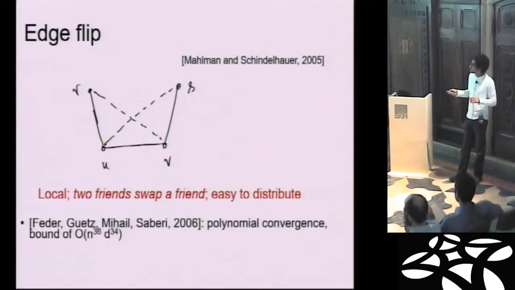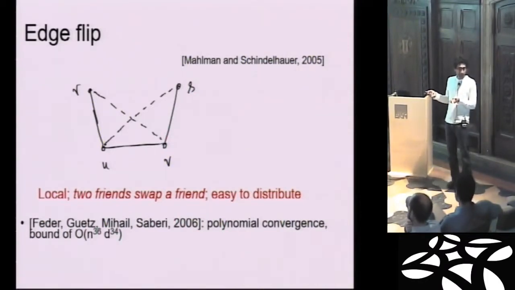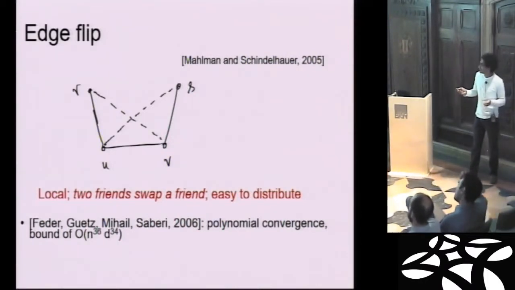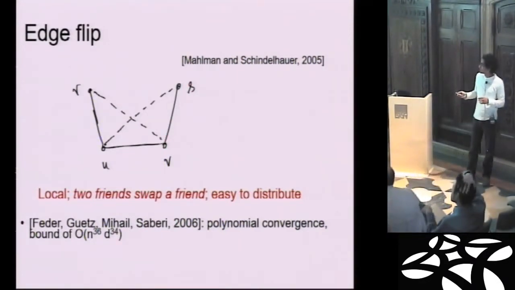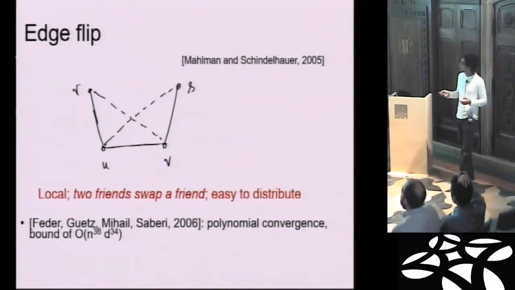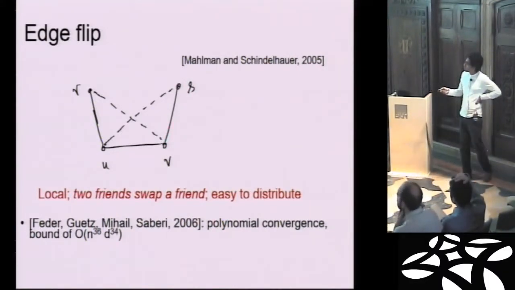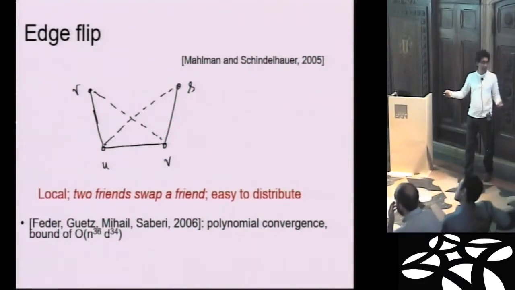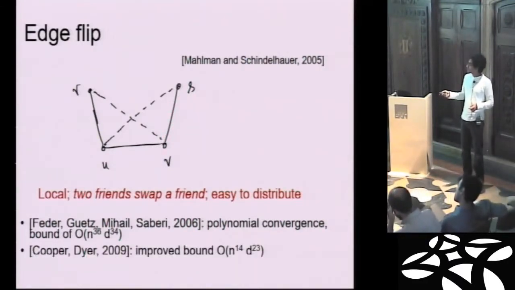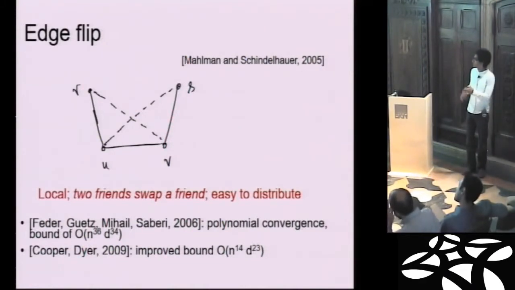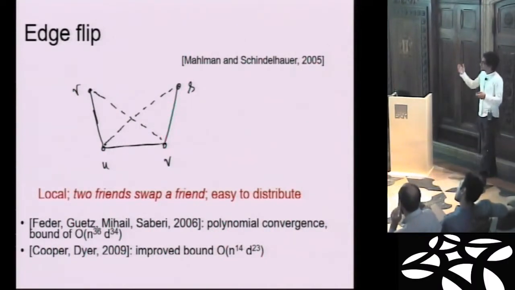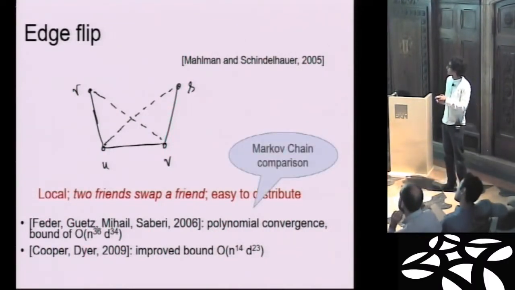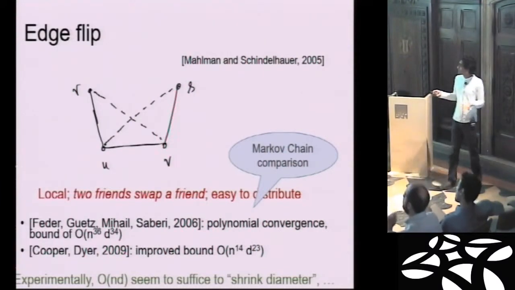And in fact, the first polynomial time convergence bound, so it turns out this also converges to the configuration model. The first polynomial time bounds were shown by Feder and others, and they show a bound of, it's polynomial, but it's a fairly big polynomial. And this was then improved by Cooper and Dyer, and they improved the bound to something like n to the 14. So this is still quite bad, right? Because experimentally, it looks like something like nd operations seem to suffice.